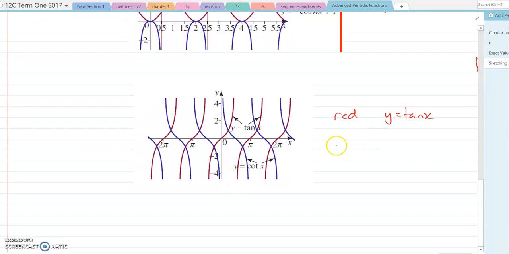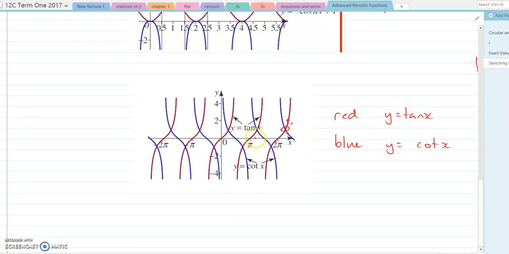And the blue is cotangent, so that's 1 over tan, just cot x. So at these points here, tangent is equal to 1, so cotangent is equal to 1. Okay, so they're equal at that point. As you go this side over here, tangent is more than 1. So when you do 1 over that, it becomes less than 1 and it gets smaller.